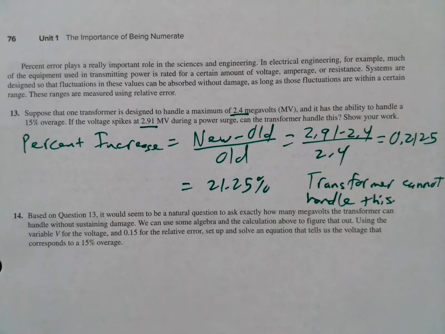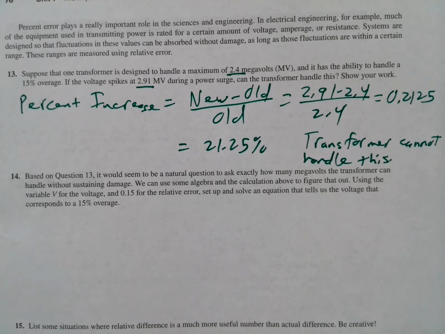So now 14. Based on question 13, it would seem to be a natural question to ask exactly how many megavolts the transformer can handle without sustaining damage. We can use some algebra in the calculation above to figure that out. Using the variable V for the voltage and 0.15 for the relative error, set up and solve an equation that tells us the voltage that corresponds to a 15% overage.